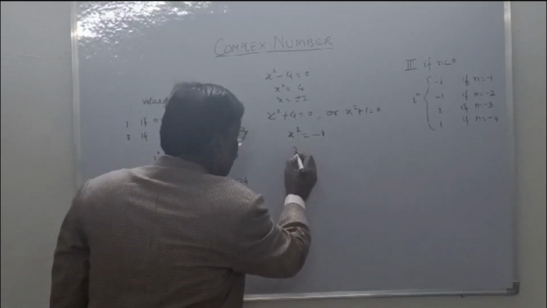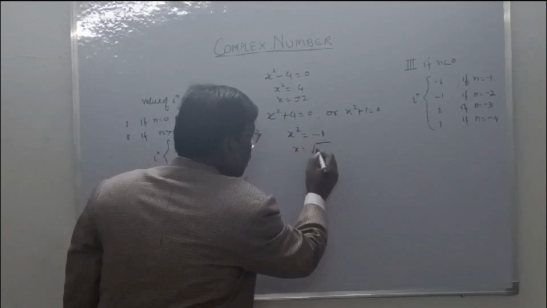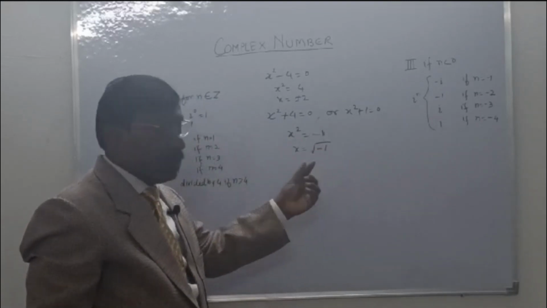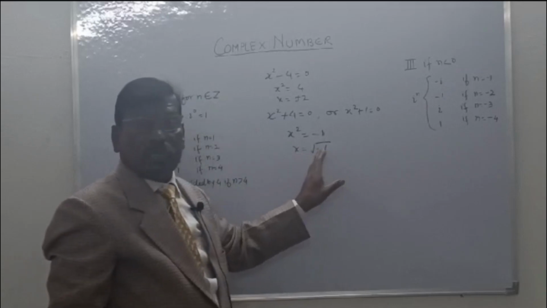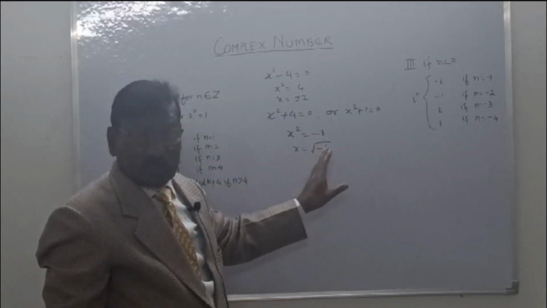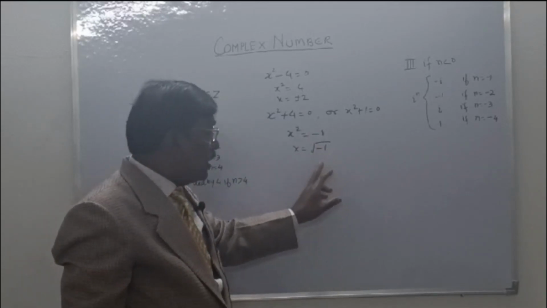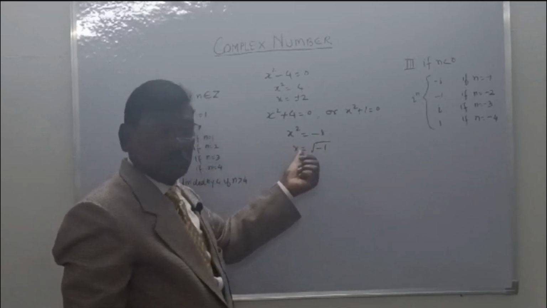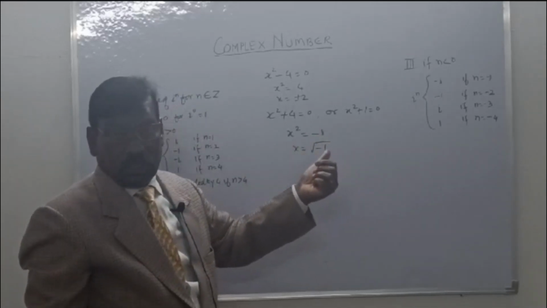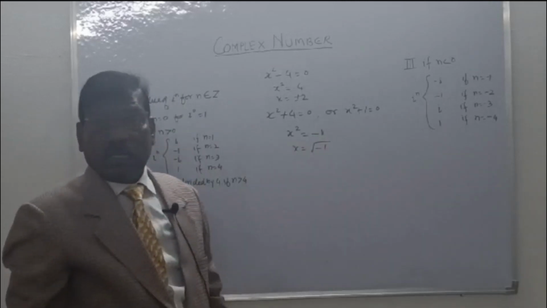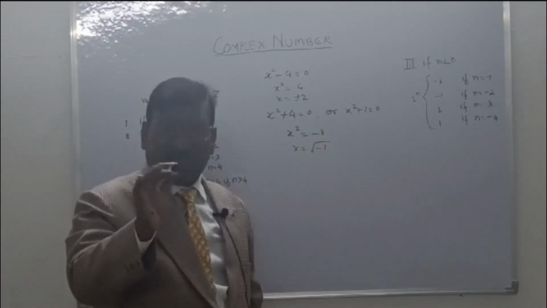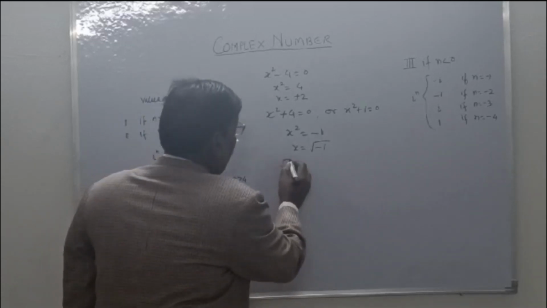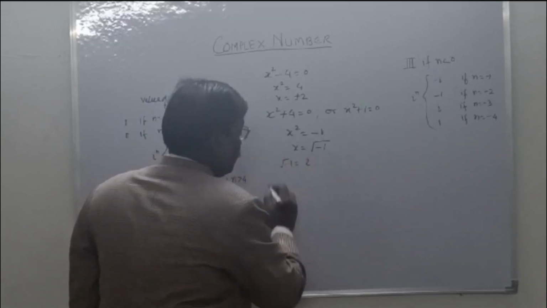So what is the value of x? That means you can write root minus 1. So root minus 1 is negative. So root of a negative number is not defined. So what is the value of x? It is a problem. So one of the Swiss mathematicians, Euler, he wrote the value of root minus 1 equal to i.